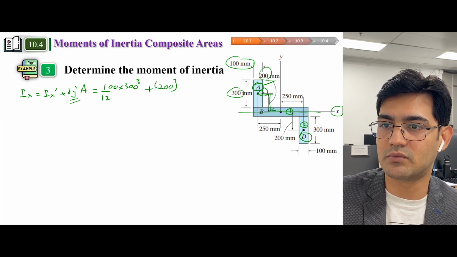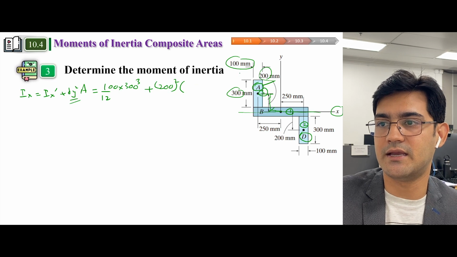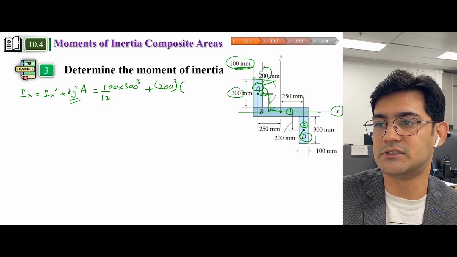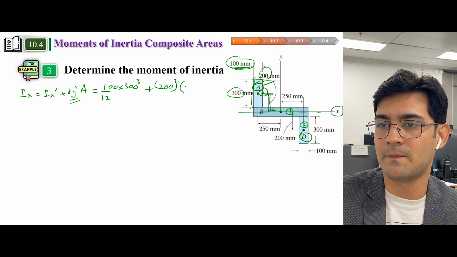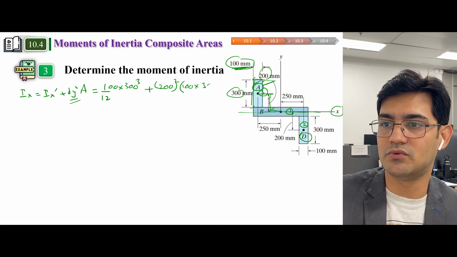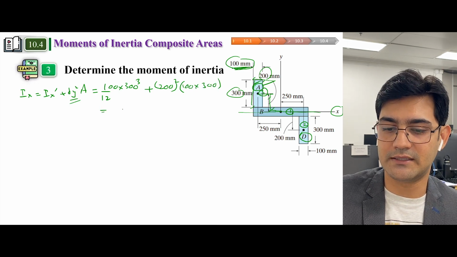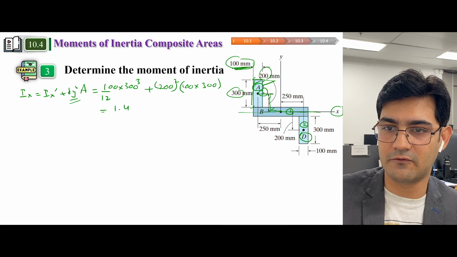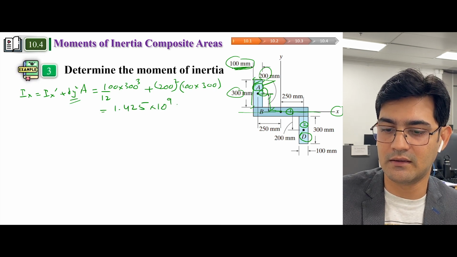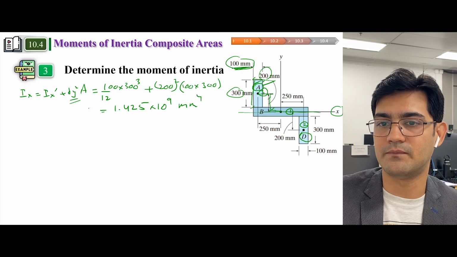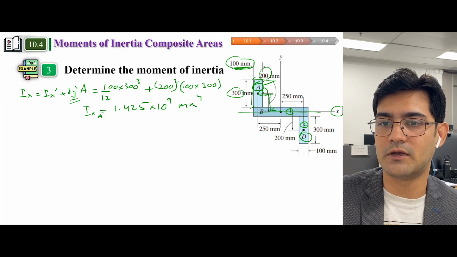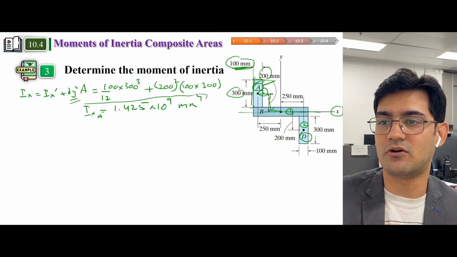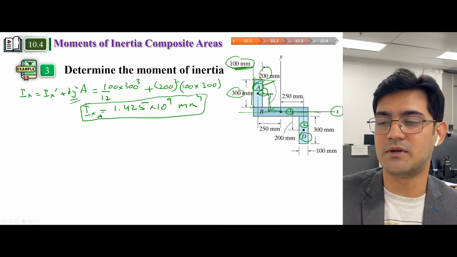So 200 square into what is the area? Area is 100 into 300. So if you do the maths, you will get 1.425 into 10 raised to the power 9 millimeter 4. This is the moment of inertia along the x-axis of this segment A.